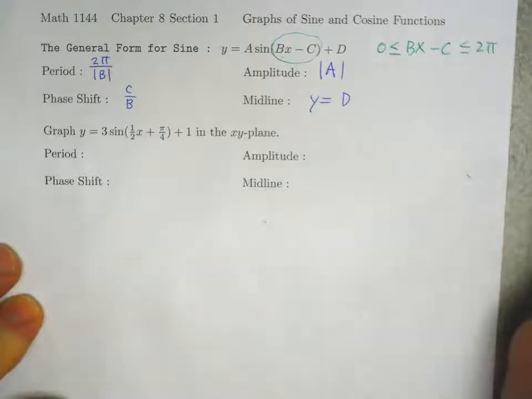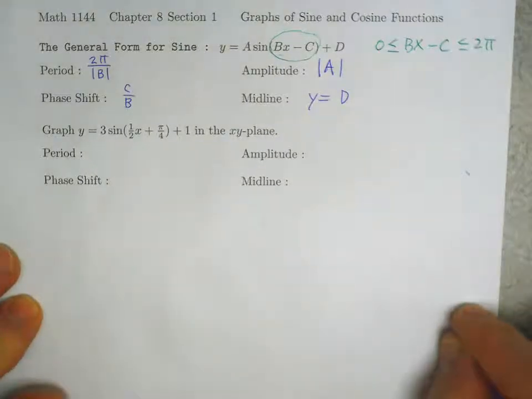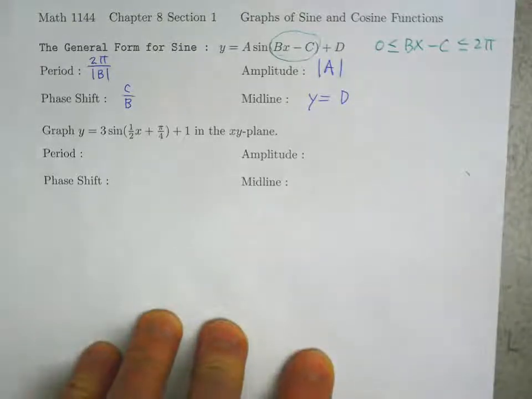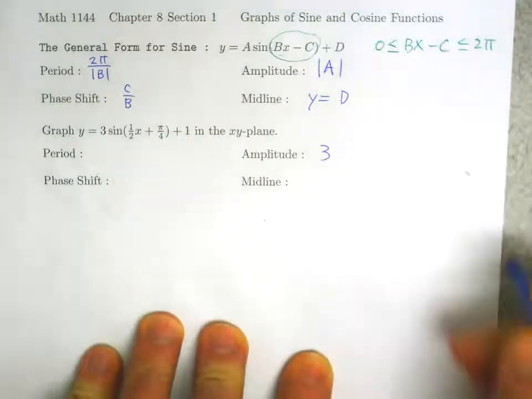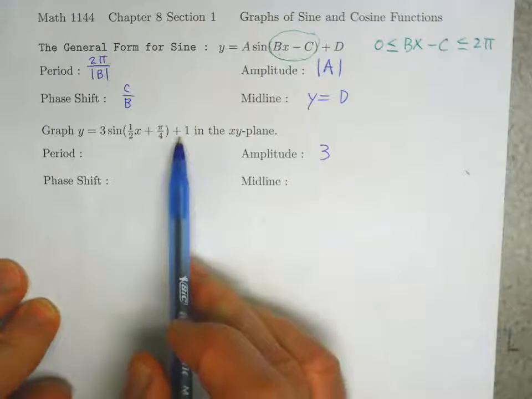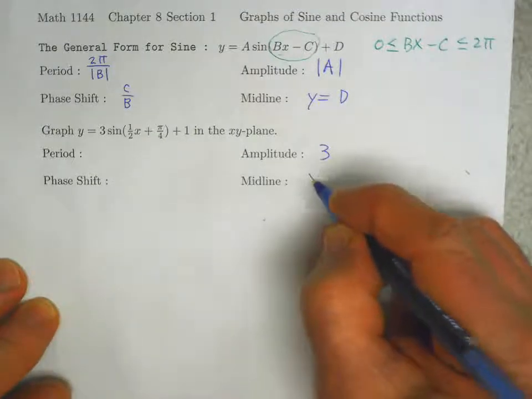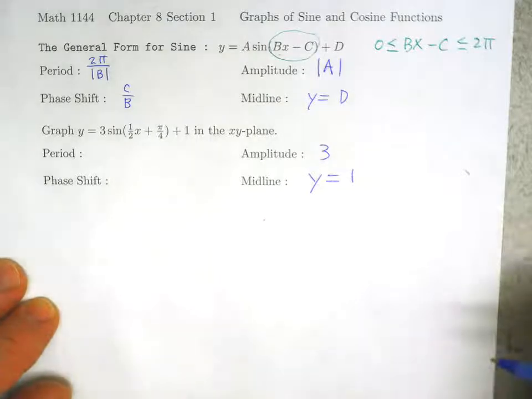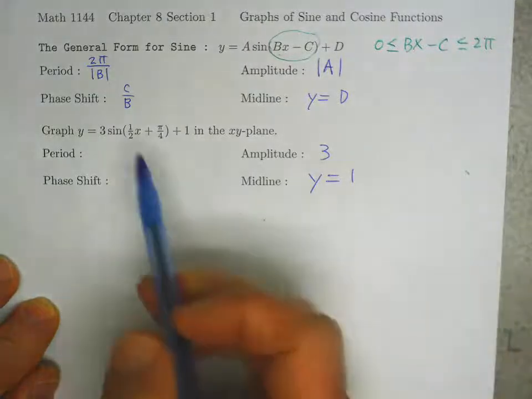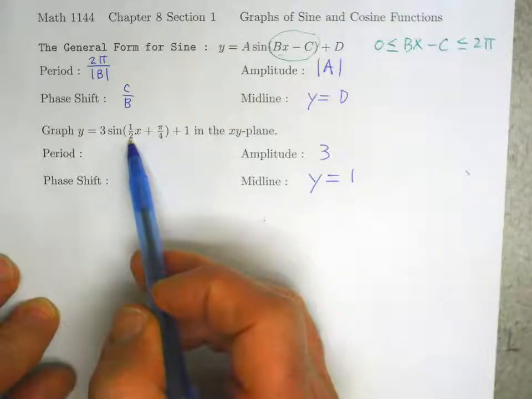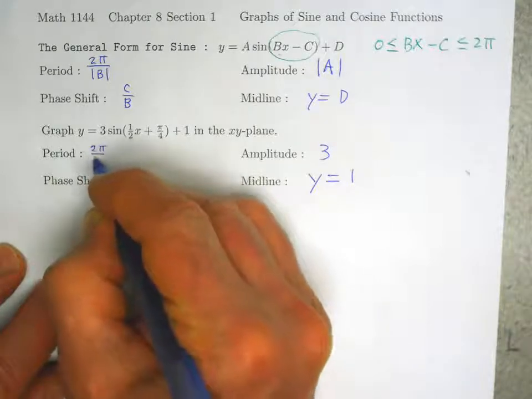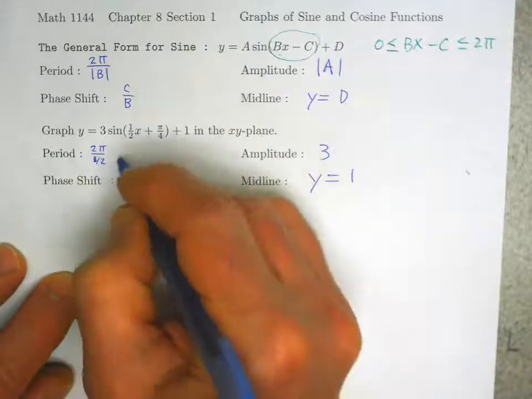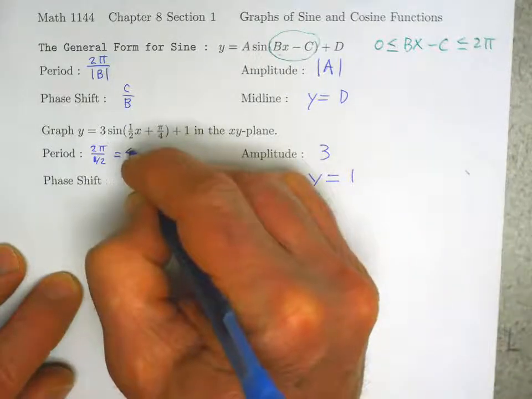Graph y equals 3 times sine of 1/2 x plus pi over 4 plus 1. So the amplitude is the absolute value of 3, or 3. Since we have a plus 1 over here, the midline will be y equals 1. The coefficient of x is 1/2. So the period is 2 pi divided by 1/2. But 2 pi divided by 1/2 is 4 pi.